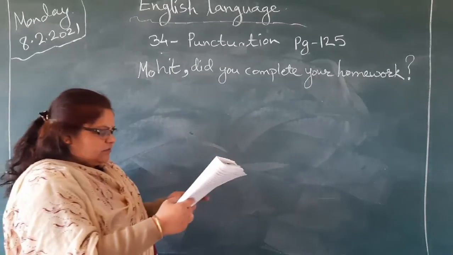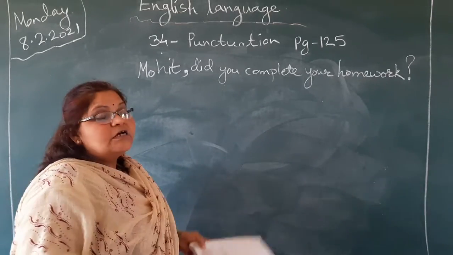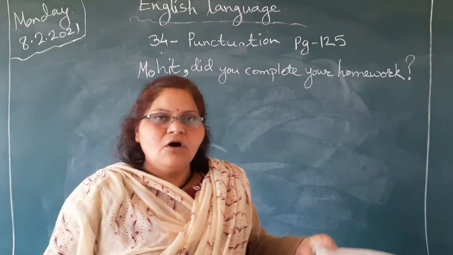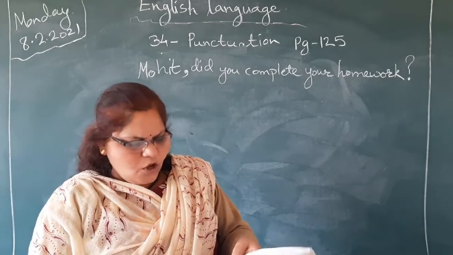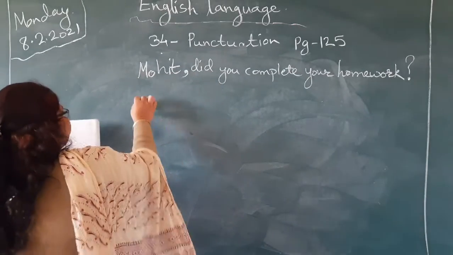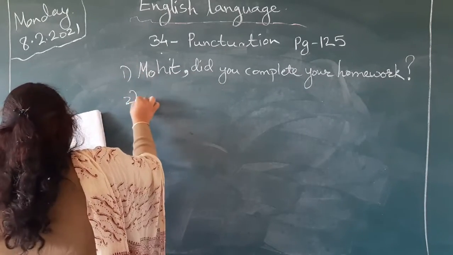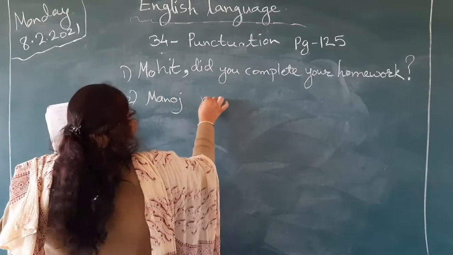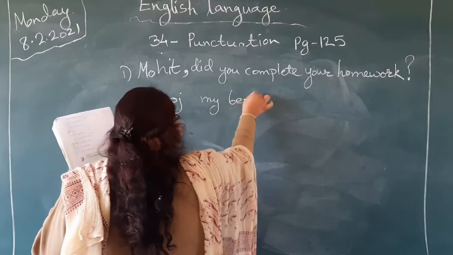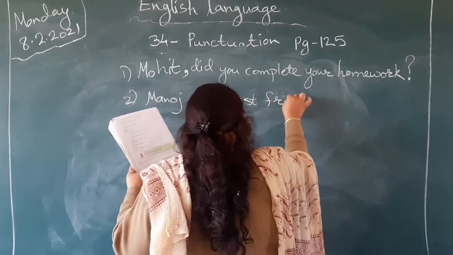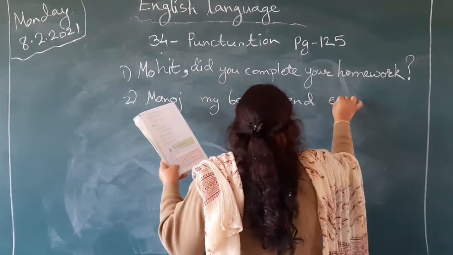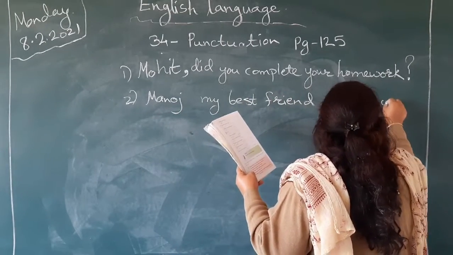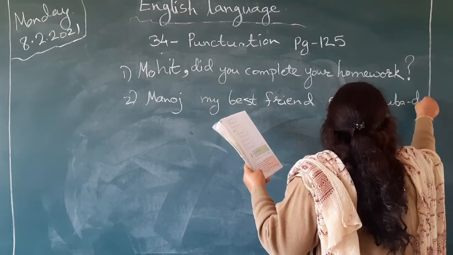Next, to give some extra information about the sentence. Yes, sometimes we have to tell something more about that person, or give extra information. That time we use a comma. Second example: Manoj, my best friend, enjoys scuba diving.